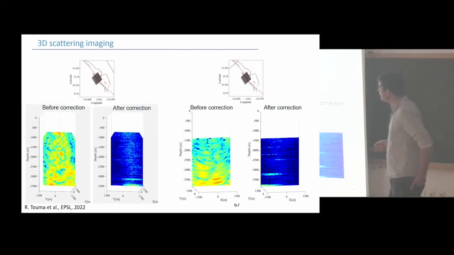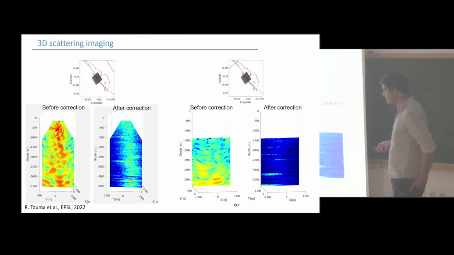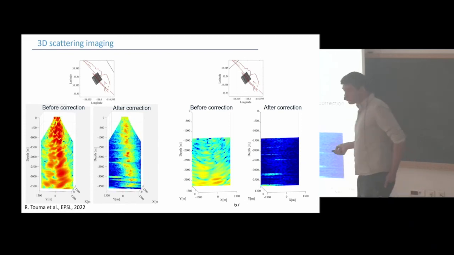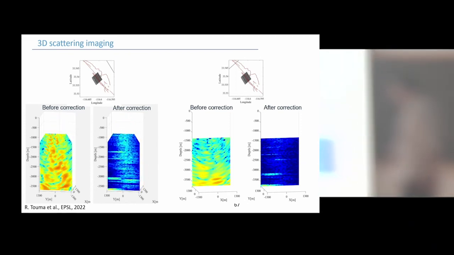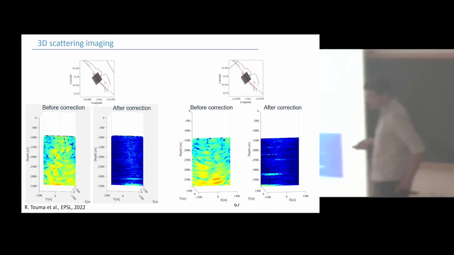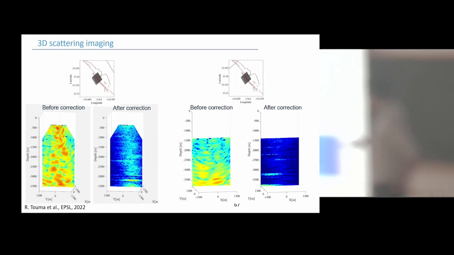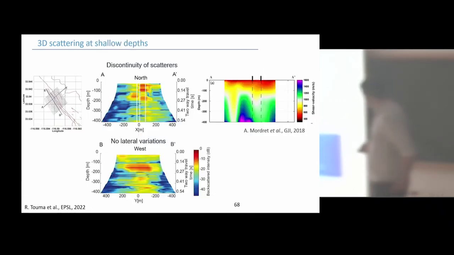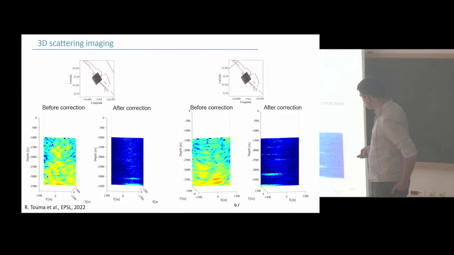Okay, so then Rita and Michel made a huge work to interpret all these images. I'm not an expert, so I will not explain to you, but this is the kind of image. So the movie is not working, I don't know why, sorry. It's always like that.